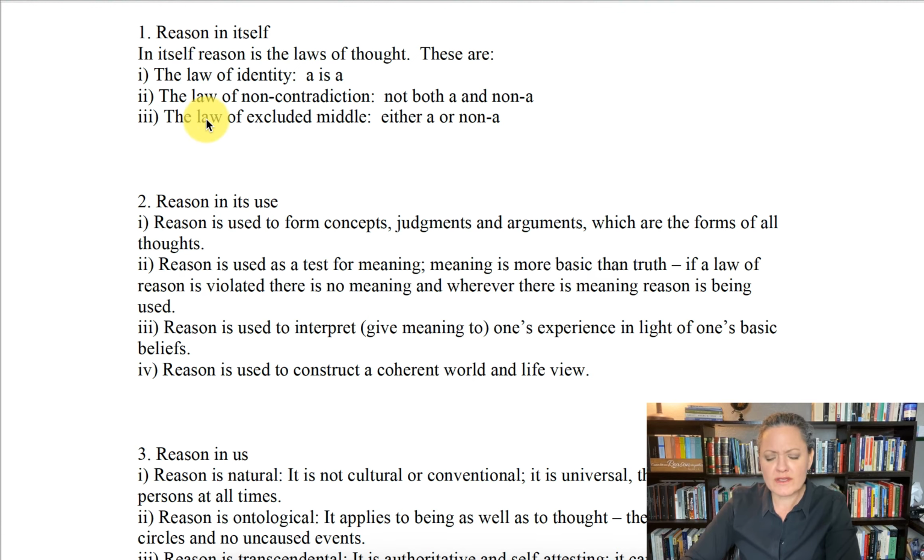The third law is the law of excluded middle. Excluded middle says something is either A or it's non-A. Either it's an iPhone or it's not an iPhone. Either it's true or it's non-true. Now, I want you to think about possible objections to these laws. And if you find one, send it to me in an email. What objections do you have to the laws?